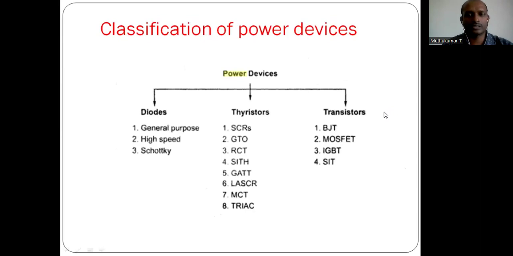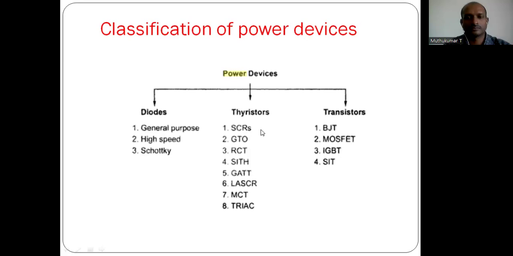So next is the classification of power devices. Generally it is classified into three types: diodes, thyristors, and transistors. Under the diode, general purpose diodes, high speed diodes and Schottky diodes are there. So these are the uncontrolled devices.